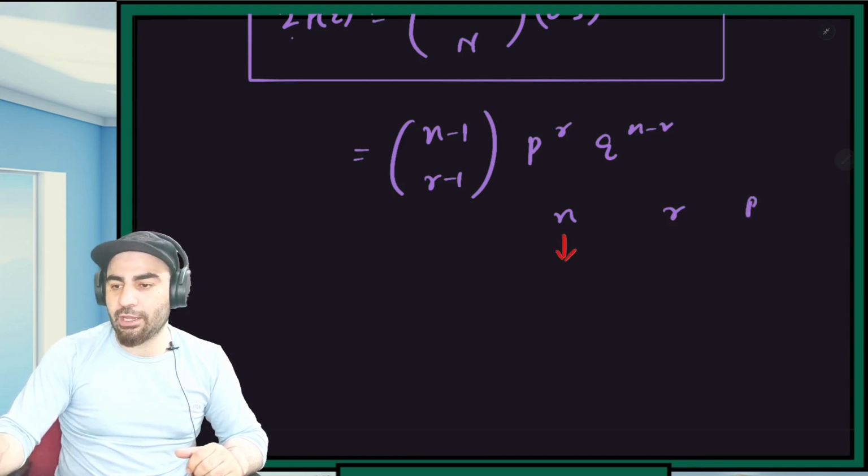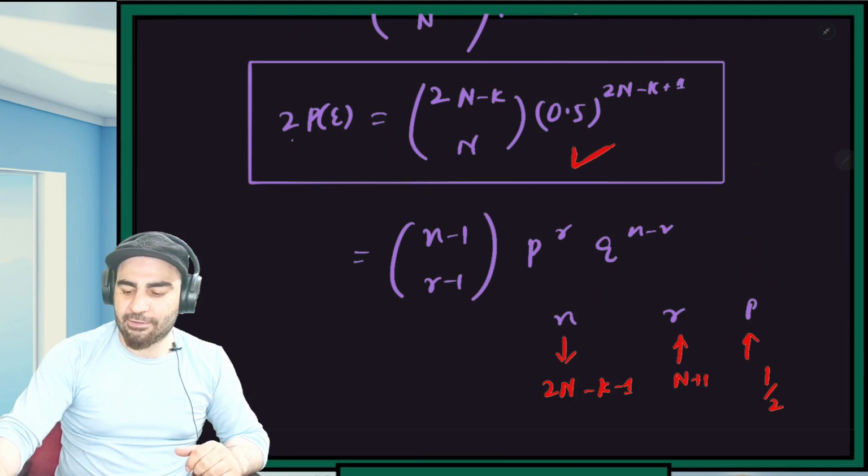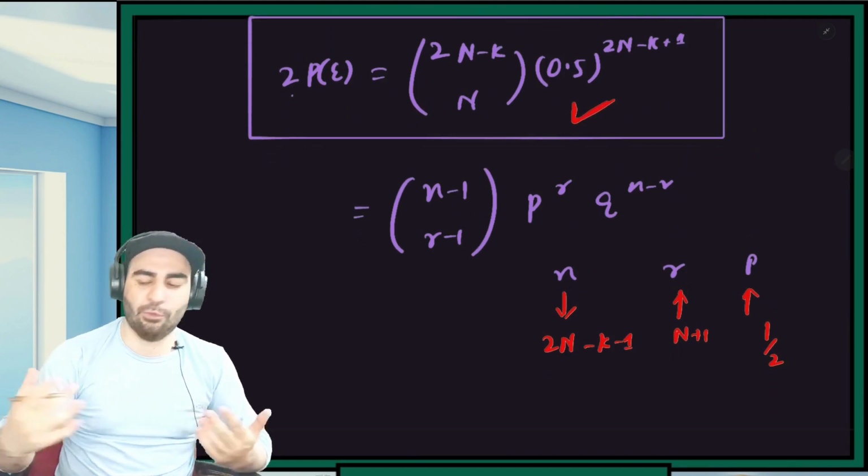So n over here is 2n minus k plus 1, and the value of r here is equal to n plus 1. So this is the number of successes, and we have p as 1 by 2. If I substitute this, you will exactly get this answer, and you will just have to perform some algebra. Any doubts on this question?